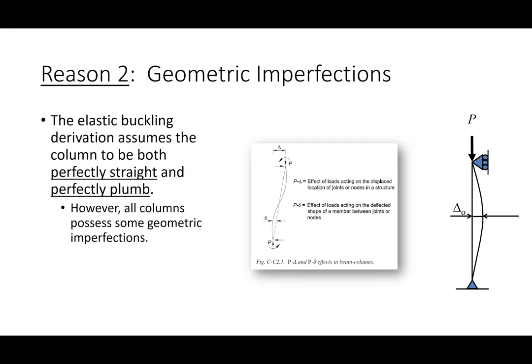Now, I'm really pronouncing this bow. Real world bow is on the order of L over 1,000. It's not much, but it's there, okay? That's out of straightness. Out of plumbness is if the column is tilted over a little bit. Now, the spec has some pretty tight restrictions on that. Like H over 500 is typically an out of plumbness restriction. And H over 500, you do the math, that's like a quarter inch in 12 feet. That's really little, okay? But that can have a very significant effect on compressive capacity.